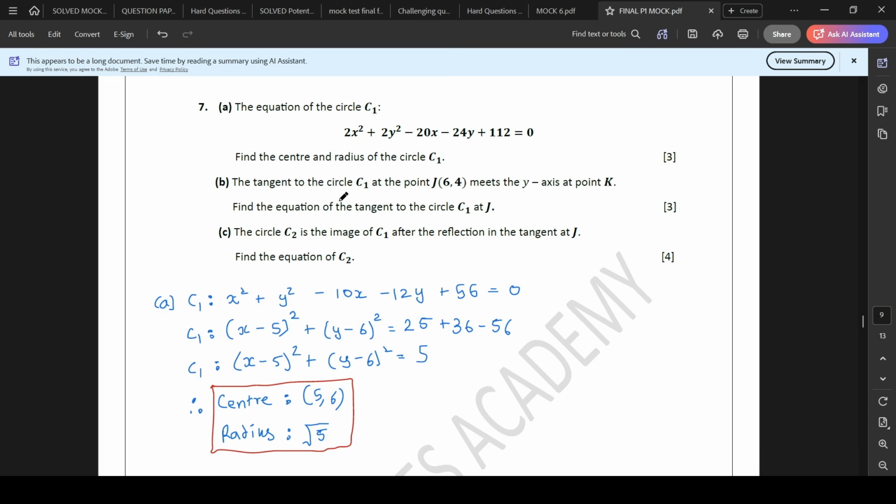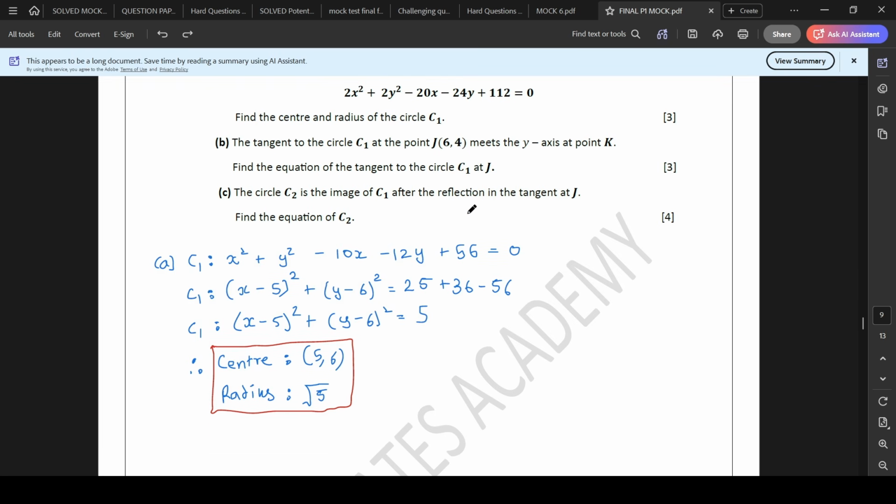The second part of this question is saying that there is a tangent to the circle C1 at the point (6, 4) that meets the y-axis at point K. So we are having a circle and there is a tangent. So this point also is lying on the circle C1, and that tangent is going to meet the y-axis at point K. We have to find the equation of the tangent to the circle C1 at J.